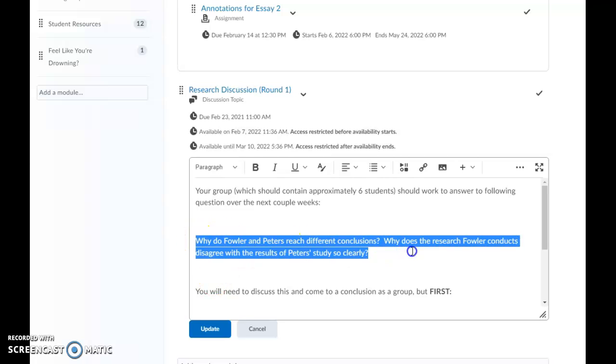why do Fowler and Peters reach different conclusions? These are the two articles on diet soda that we read for last week. Okay. Why does the research that Fowler conducts disagree with the results of Peters' study really clearly? We have two diet soda articles. They're both about diet soda and weight loss, but they seem to disagree with each other.